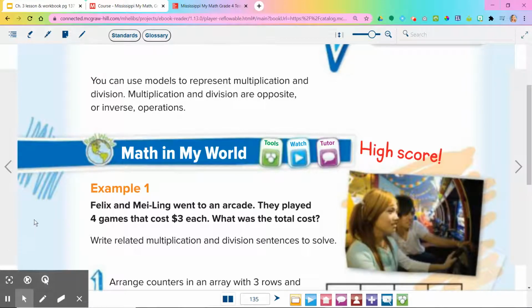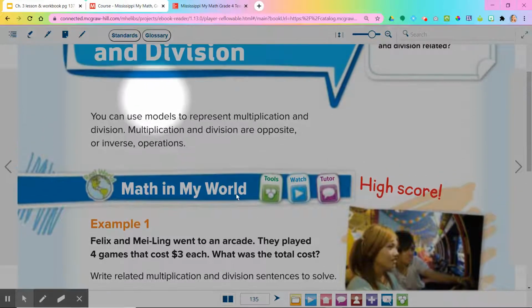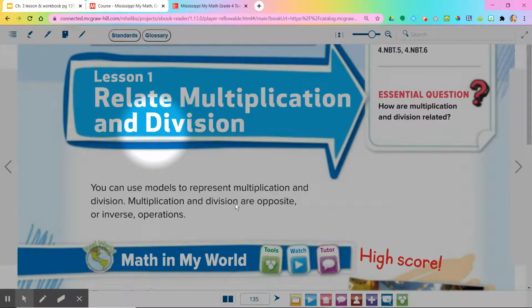Hey Kayla, so today's lesson, even though we're talking about multiplication and division, it still should be a pretty easy lesson because you have done fact families with addition and subtraction before, and that's kind of what we're looking at today. We are talking about relating multiplication and division today.